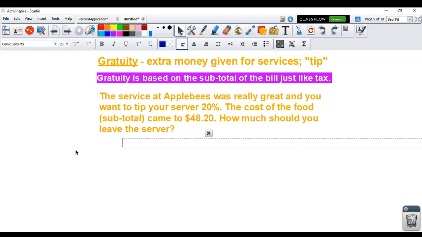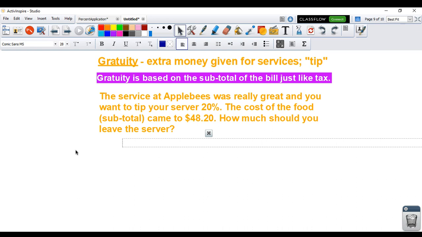So the last thing we're going to talk about today is gratuity, which a lot of us just call tip, right? Tax and tip. So extra money that's being given for services. Gratuity is based on the subtotal of the bill, just like tax. Like with tax, where we only paid the tax on the amount that we were actually paying. Okay. When we find gratuity, you're going to calculate off the subtotal, so not the taxed amount, but the pre-taxed amount.